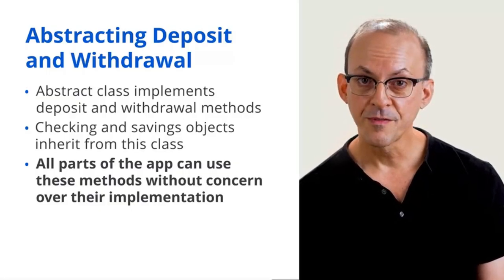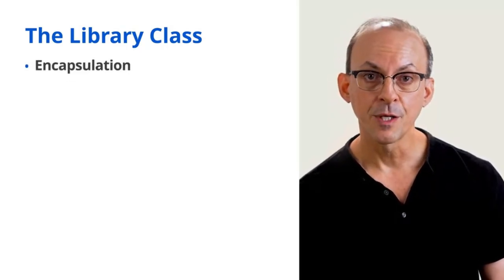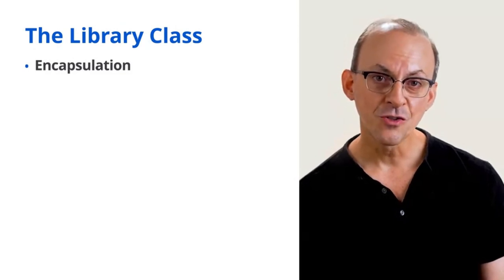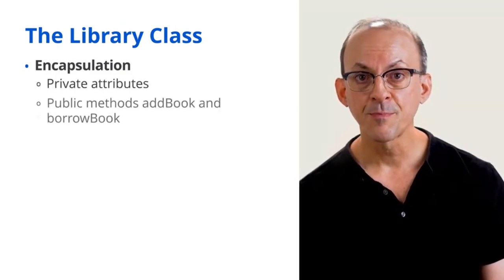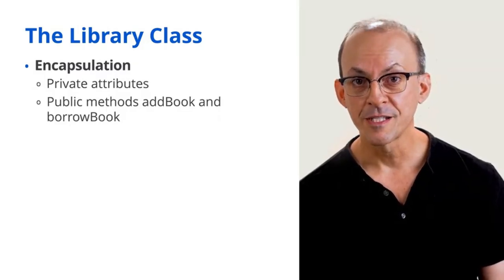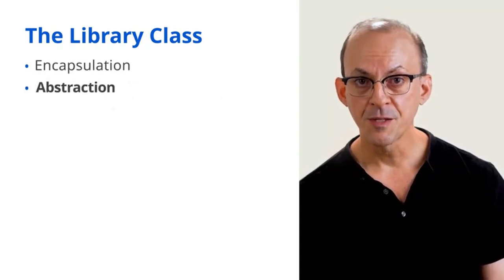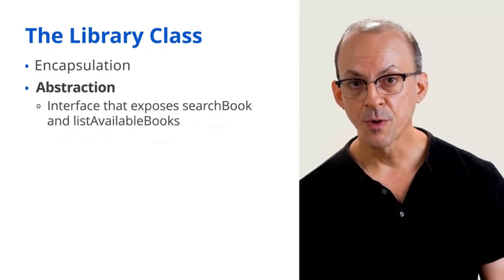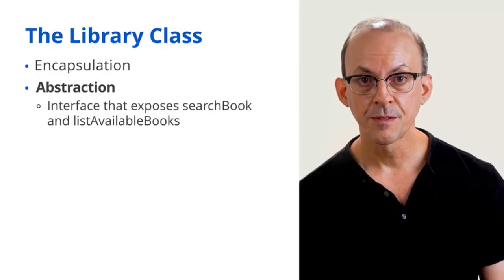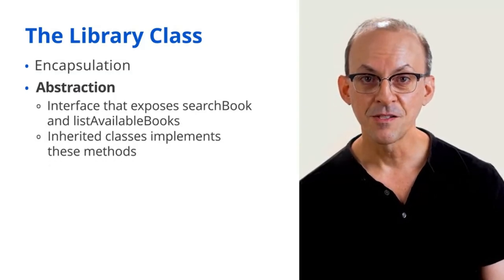Now let's look at how the principles of encapsulation and abstraction work together. Suppose a library creates software to manage its inventory. The software's programmers create a library class that encapsulates data about books and patrons. It hides the internal data structures using private attributes and provides public methods like addBook and borrowBook. This protects the integrity of the library's data while allowing controlled access. Additionally, it uses abstraction by defining an interface catalog that exposes methods like searchBook and list available books. Any class that inherits from catalog implements its methods, making the system easier to use and maintain.